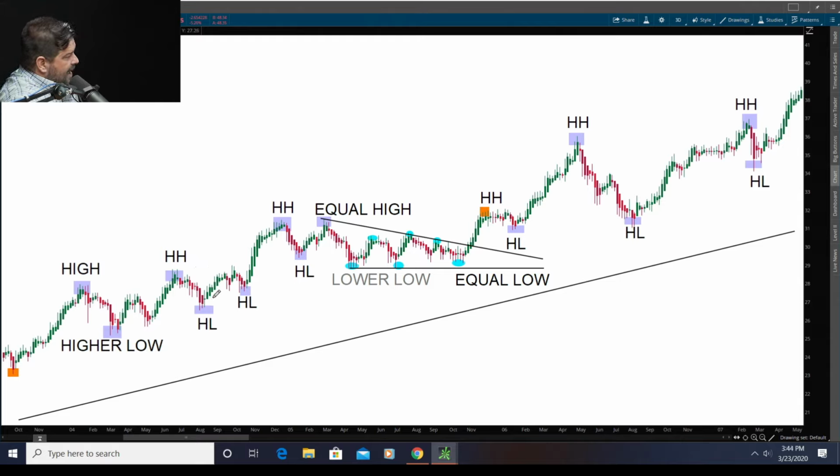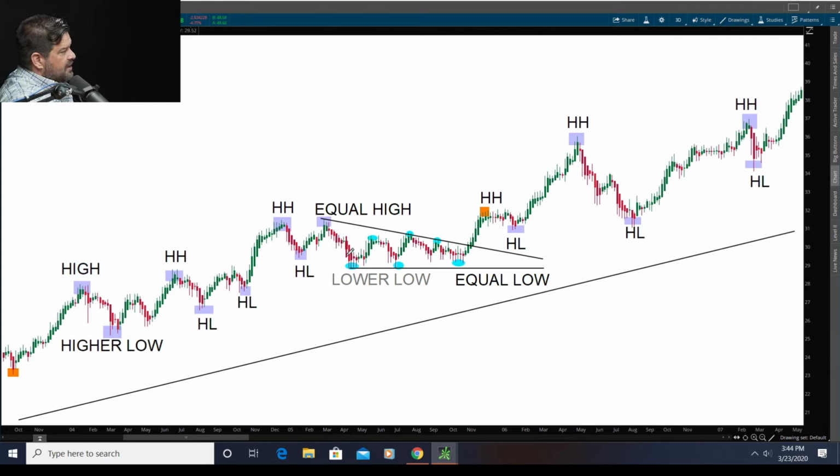It comes back down and makes a higher low, comes up again, higher low, higher high, higher low, and now an equal high. And if you just look at these purple squares, you'll see that it makes stair steps upward, which confirms the uptrend.